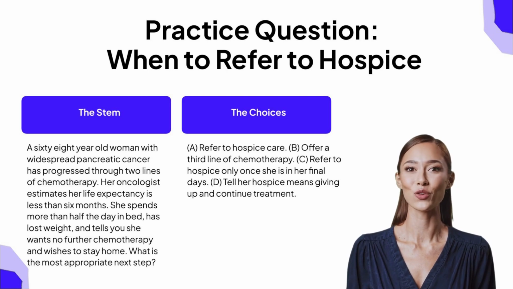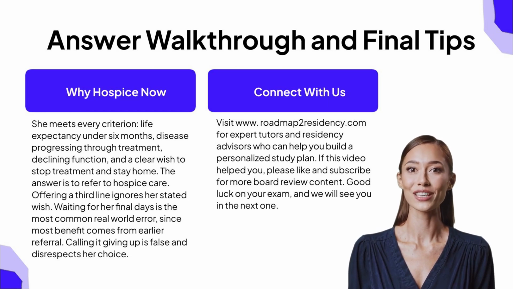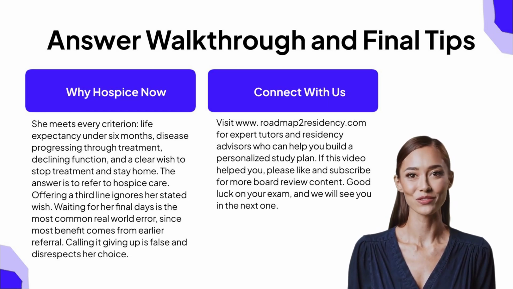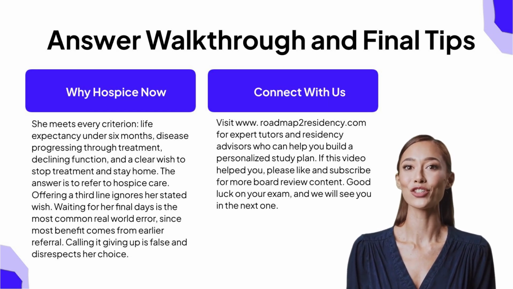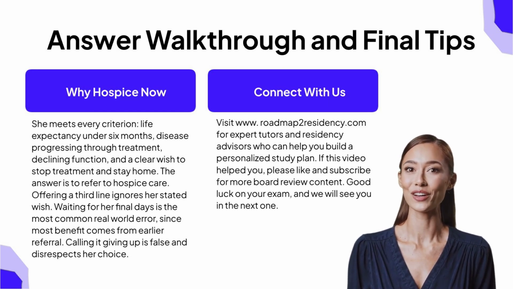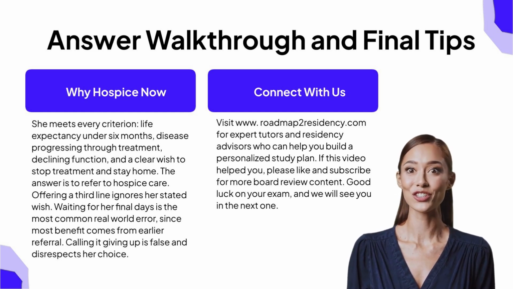Notice the STEM has quietly handed you every criterion you need. Choose your answer. She meets every hospice criterion, and the STEM gave them all to you. Life expectancy under 6 months, disease progressing through 2 lines of treatment, declining function since she is in bed more than half the day, and a clear wish to stop treatment and stay home. The answer is to refer to hospice care.